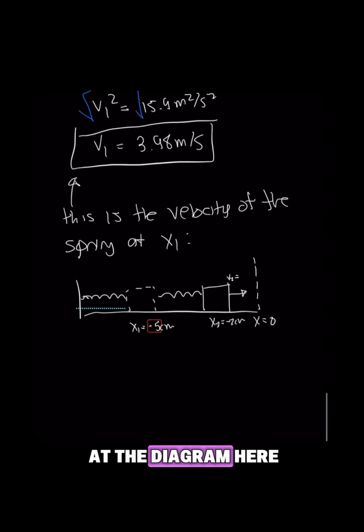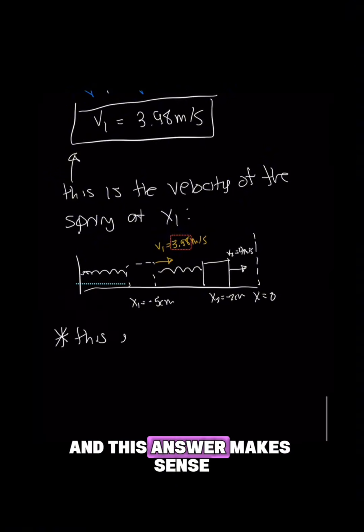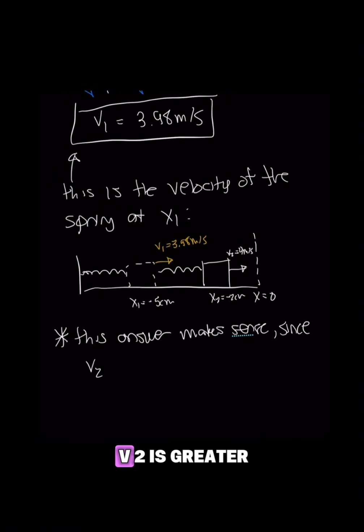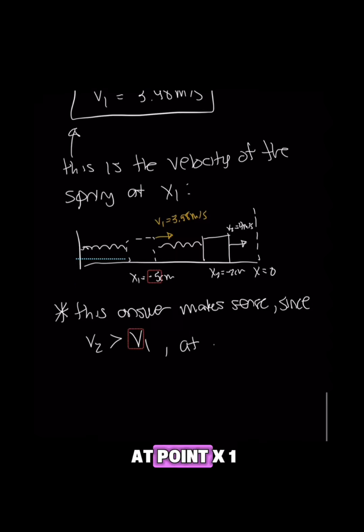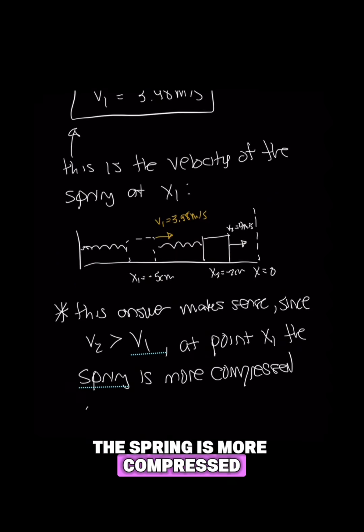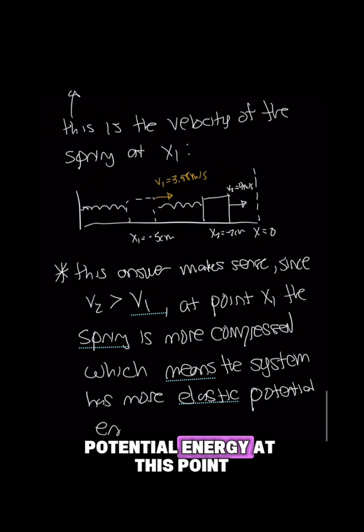So if we look at our diagram here, at point 2, v2 is 4 meters per second, and then at point 1, v1 is 3.98 meters per second. And this answer makes sense since the velocity at v2 is greater than v1. That aligns with the work-energy theorem because at point x1 the spring is more compressed, which means that the system is going to have more elastic potential energy at this point.